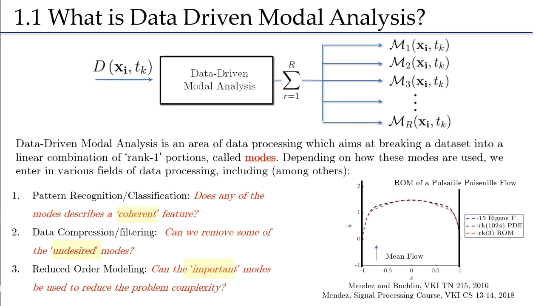Here's an example from an exercise I usually give in our data processing course. The exercise consists in solving a problem using finite difference methods and reduced order modeling. This is the velocity profile of a Poiseuille flow subject to pulsation on the pressure gradient. You have a comparison between an analytical solution using 15 eigenfunctions of the problem, in this case of the Laplacian operator, a numerical solution using 1024 mesh points, and a numerical solution using a reduced order model that combines only the first three POD modes.